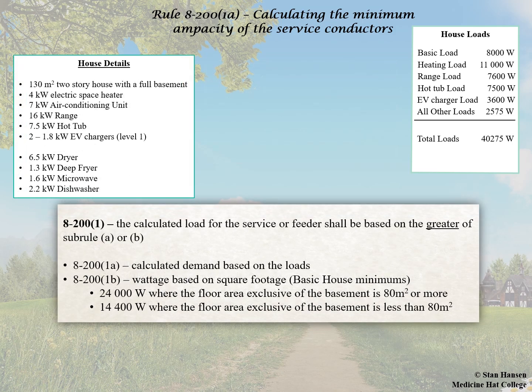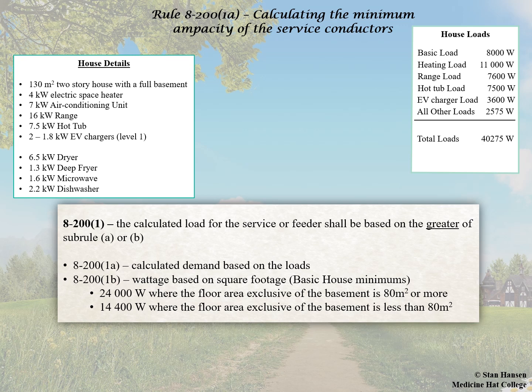8200 states that we have to use what is greater between subrule A and subrule B. Subrule A is everything that we just calculated, that 40,275 watts. Part B is the absolute minimum size of service that we are allowed to install based on square footage of the house. The square footage of the house is everything that is the main floor and up, so not including anything below the ground floor.